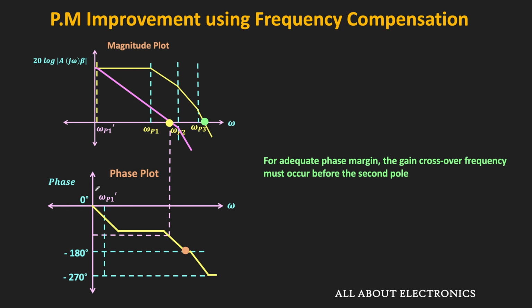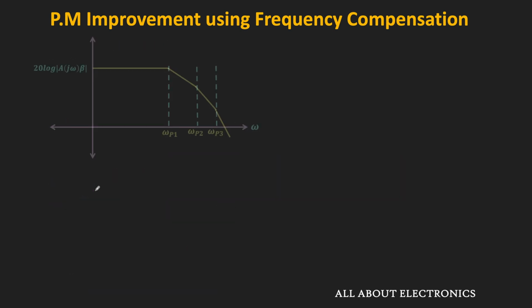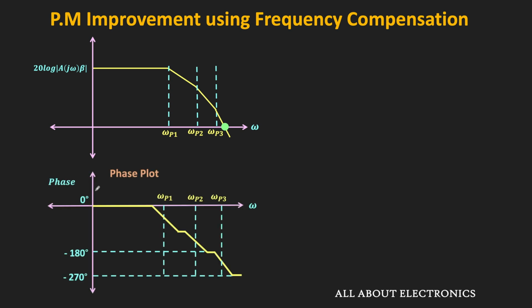itself. So let's say this is the Bode plot of some feedback amplifier, and as you can see, here this is the gain crossover frequency. So similarly, if we see the phase plot, then this is how it will look like. And here, this is the corresponding phase crossover frequency. So as you can see, since the gain crossover frequency comes after the phase crossover frequency, so the response of the feedback amplifier will be unstable.